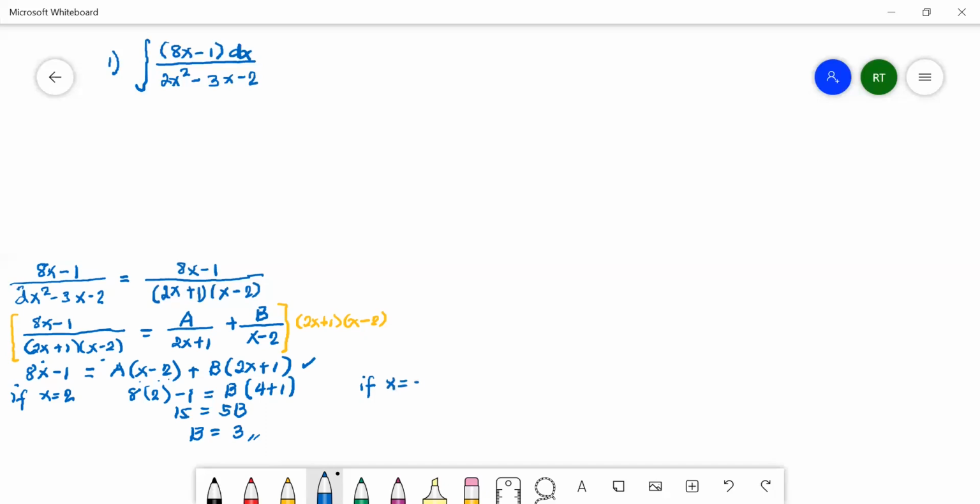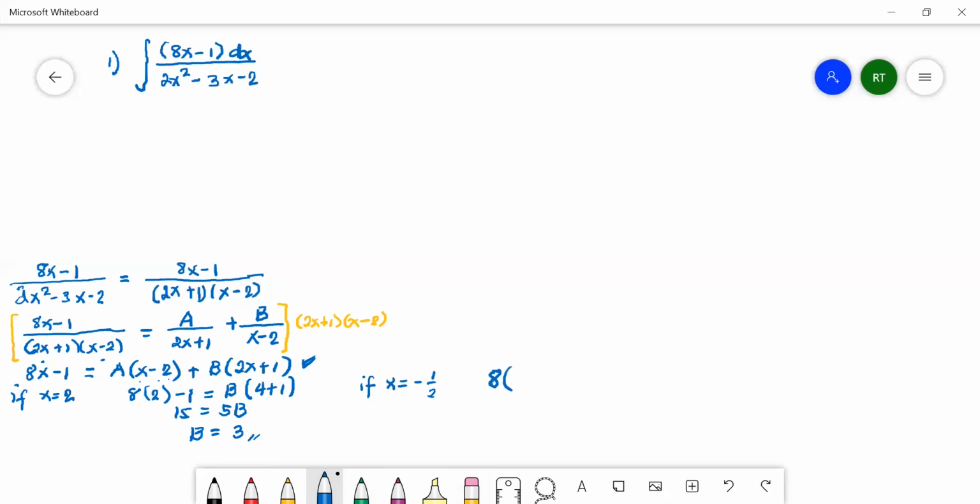So when x is equal to negative 1 half, by the way, x equals negative 1 half is determined by equating 2x plus 1 to 0. When 2x plus 1 is equal to 0, then 2x equals negative 1, so x equals negative 1 half. And when x is equal to negative 1 half, we are going to substitute x equals negative 1 half in this equation. Okay, let me repeat this.